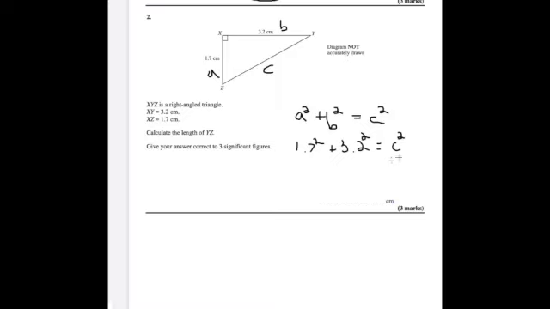But you want to get rid of the square. You want to find C by itself, because as the question says, you want to find YZ by itself. So you get rid of the square and you square root on the other side. You then put that into your calculator, and you should obtain your answer of 3.62.